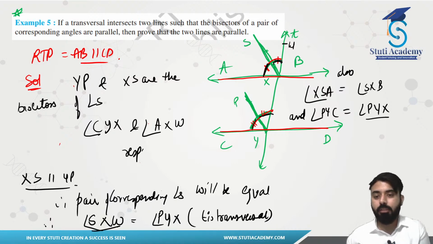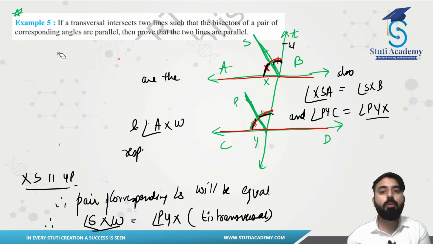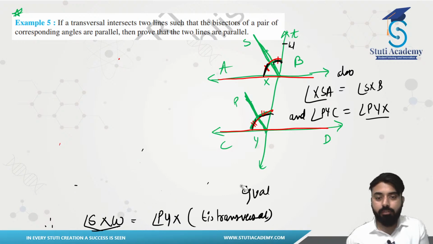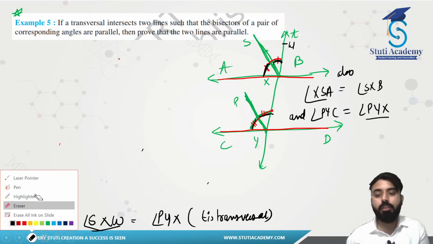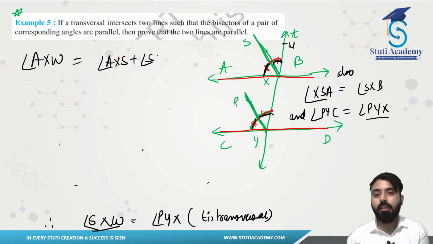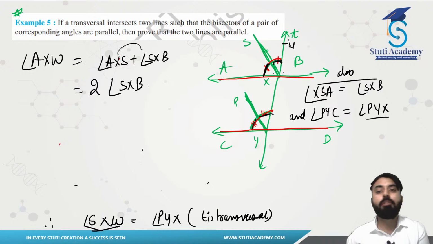So if I find out the entire angle AXW, what will that be? Let me just write it here. I will be leaving this written at the bottom, since we are going to use it. So angle AXW, that is what? That is angle AXS plus angle SXB, right? Both of them are equal. So can I write it like this? Twice of angle SXB, right? These two angles are equal, so that will be twice.